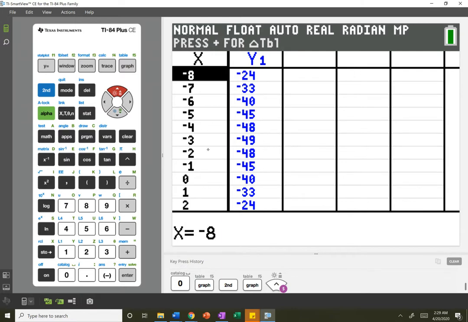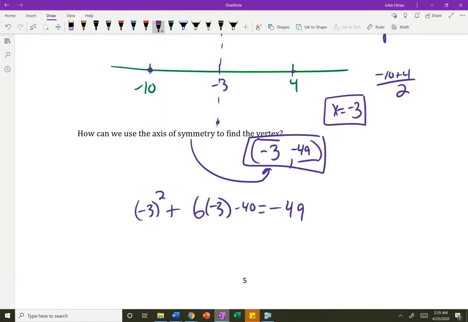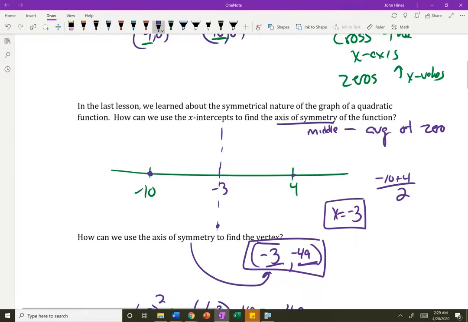Who's in the middle there? Look in the middle of the table. What do you see? Negative 3, negative 49. What do we see here? -3, -49. So I didn't have to do any of that work there.